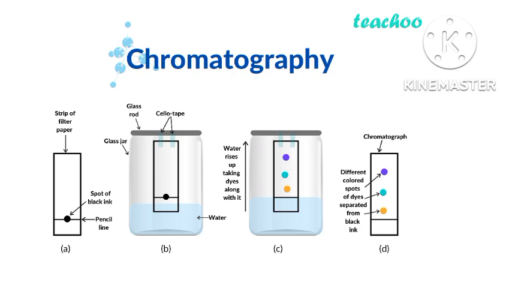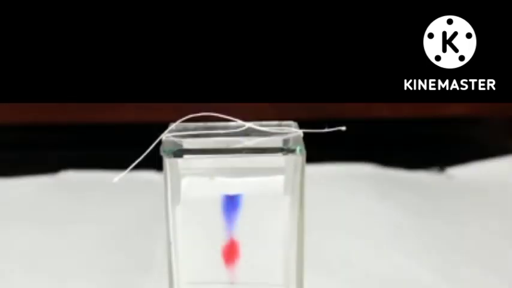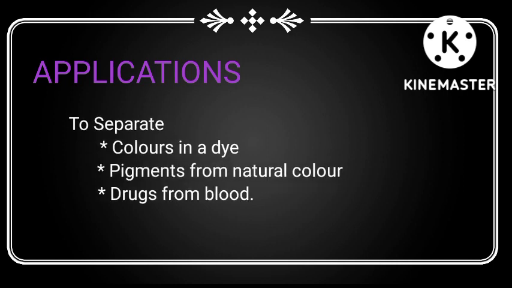Let it dry. Lower the filter paper into a jar or a glass containing water so that the drop of ink on the paper is just above the water level as shown in the picture. Watch carefully as the water rises up the filter paper. You can see different colors on it. This is chromatography. Let's see some applications of it. It is used to separate the colors in a dye. It is also used to separate pigments from natural colors. And it is used to separate drugs from the blood.